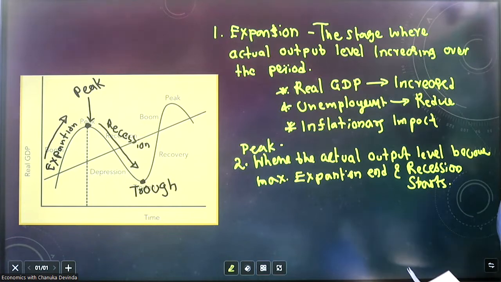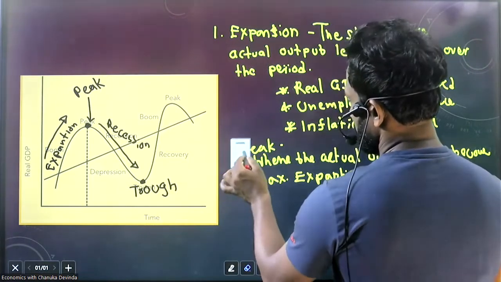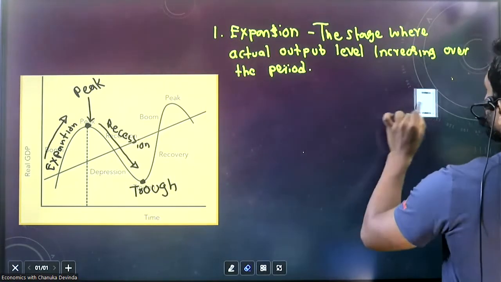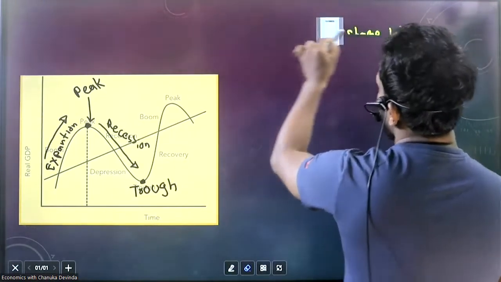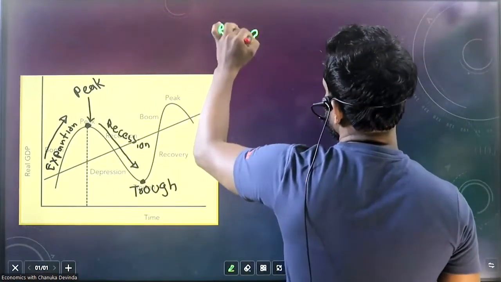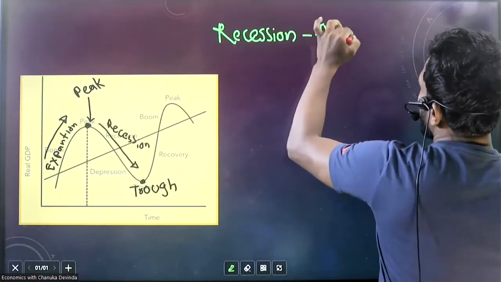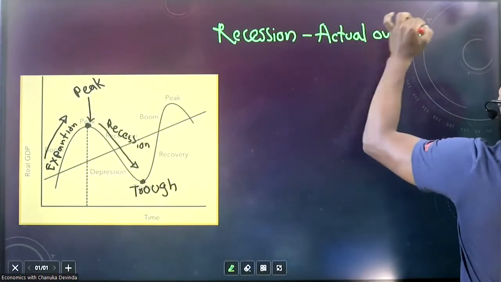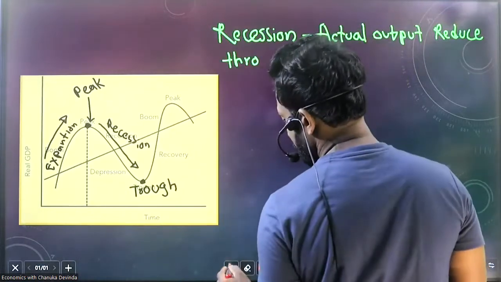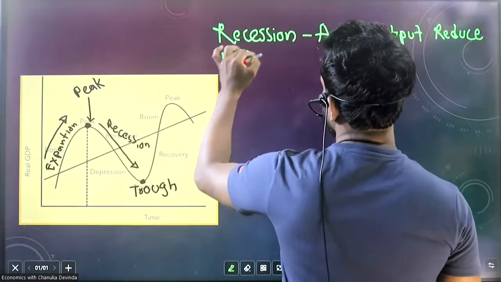Next one is recession. Recession is the other side of expansion. That means the stage where actual output reduces throughout the period, or reduces with time.